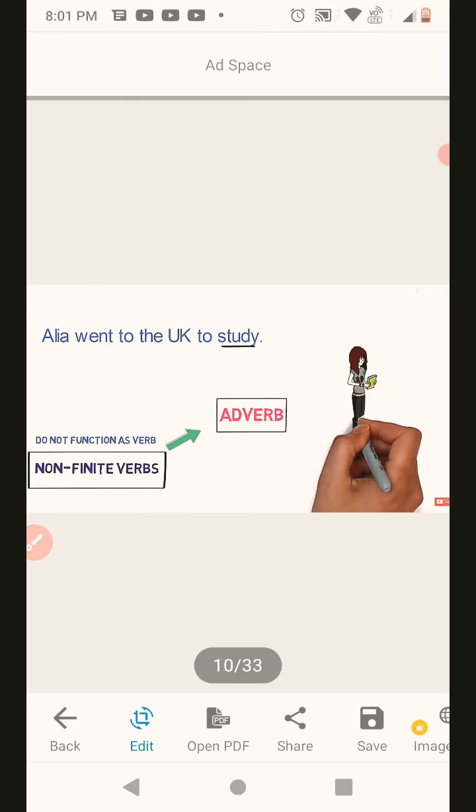Children, again here in this slide you can see Alia went to the UK to study. So here study is functioning as an adverb. It is not functioning as a main verb here. It tells us why she went to the UK. She went to UK to study. It is qualifying the verb went. It is telling something about the action went. So it's an adverb. So here to study is a non-finite verb.